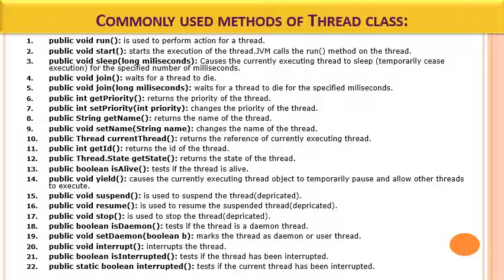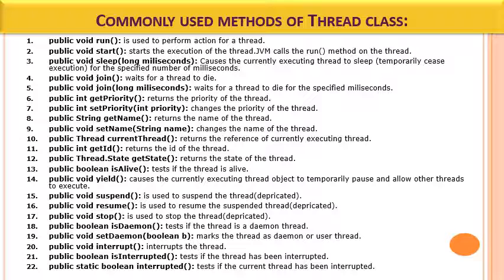The next is interrupt thread, which interrupts the thread. The next is isInterrupted, which shows whether the state is interrupted or not. And the last is boolean interrupted, which tests if the current thread has been interrupted. So all of these methods in the thread class are the commonly used methods, which will be very helpful for creating thread classes and using them in our program.